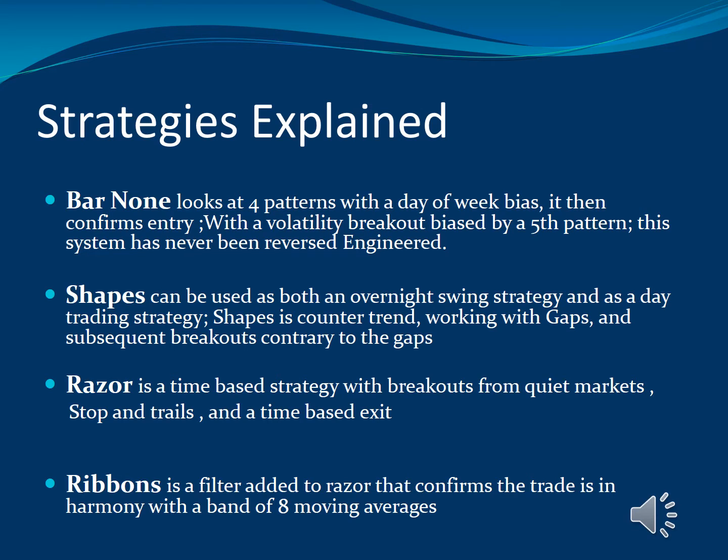Razor is a time-based strategy with breakouts from quiet markets. It has stops and trails and a time-based exit. Razor and razor with ribbons are especially useful for the client who has to work for a living because he knows between time A and time B is the only time that new trades will be put on. So it's a good system for the guy who's going to leave his machine alone for a while. Ribbons is razor with a filter added. It confirms the trade is in harmony with a band of 8 moving averages.